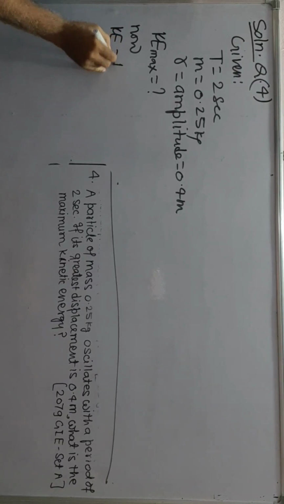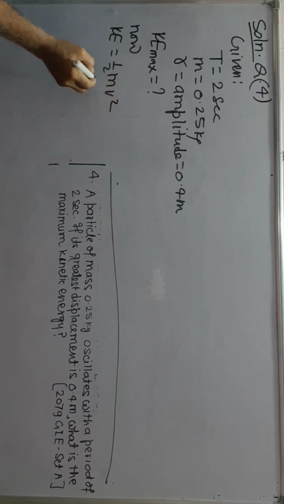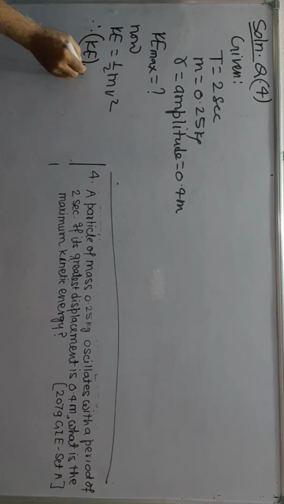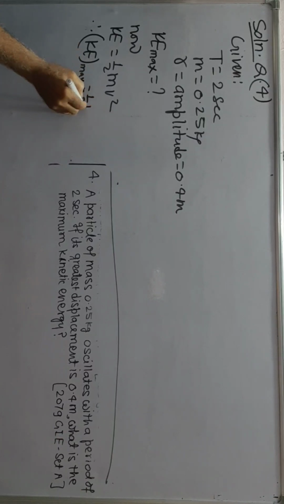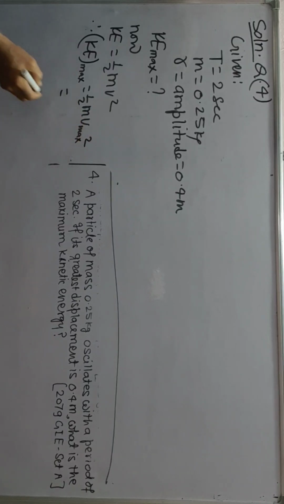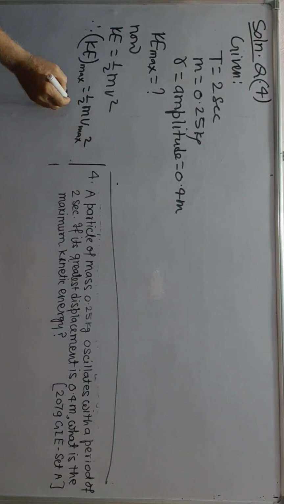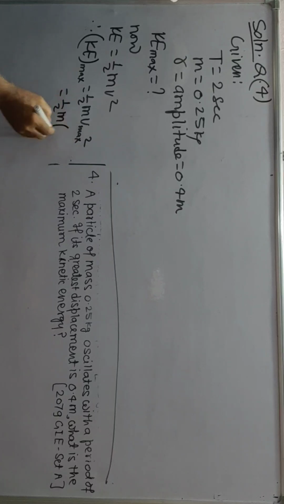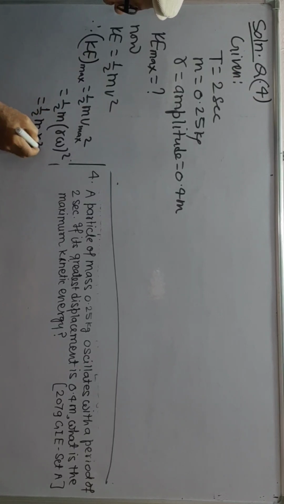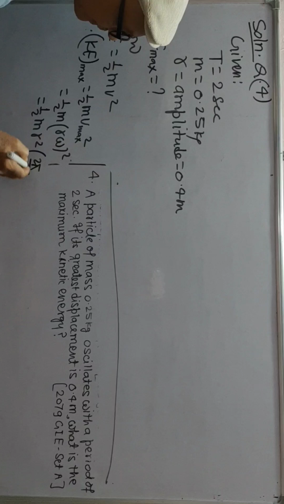Now KE will be equal to half m v square, and therefore KE max will be equal to half m v max square, and we know v max is equal to r omega, so it will be 1 by 2 m r square omega square, and omega is equal to 2 pi by T.